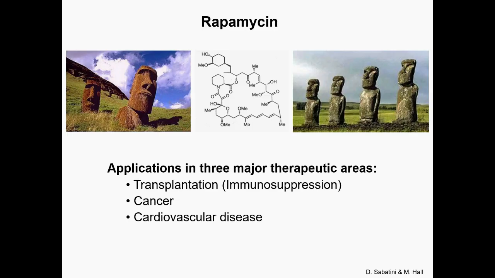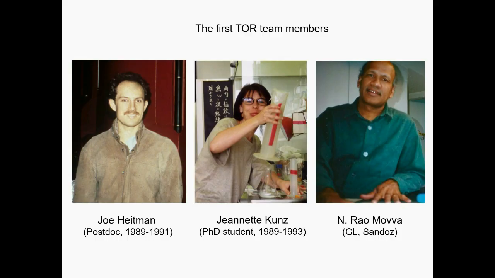So we had an outstanding team working on this: an American postdoc by the name of Joe Heitman, a Swiss student by the name of Jeanette Kuntz, and a collaborator in a local pharma company then known as Sandoz, now known as Novartis, who collaborated on trying to identify the target of rapamycin. Now what they did, which was extremely unusual, was they decided to use yeast to understand the molecular mechanism of action of this drug. And this was an extremely unusual thing to do because this molecule is obviously being developed as a drug to be used in humans.